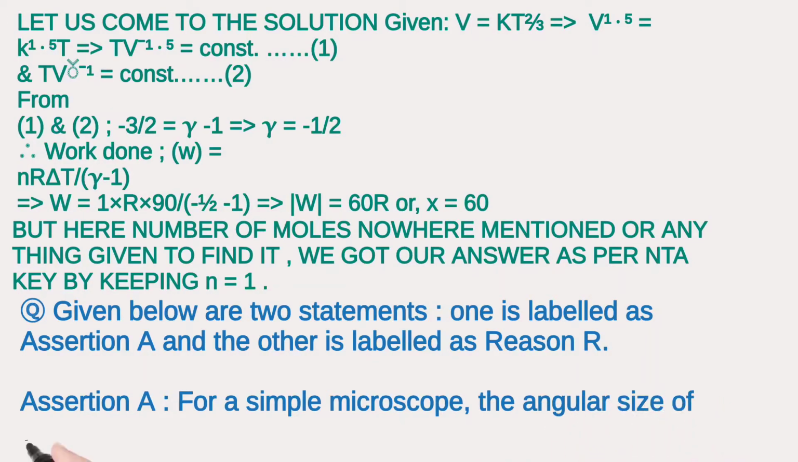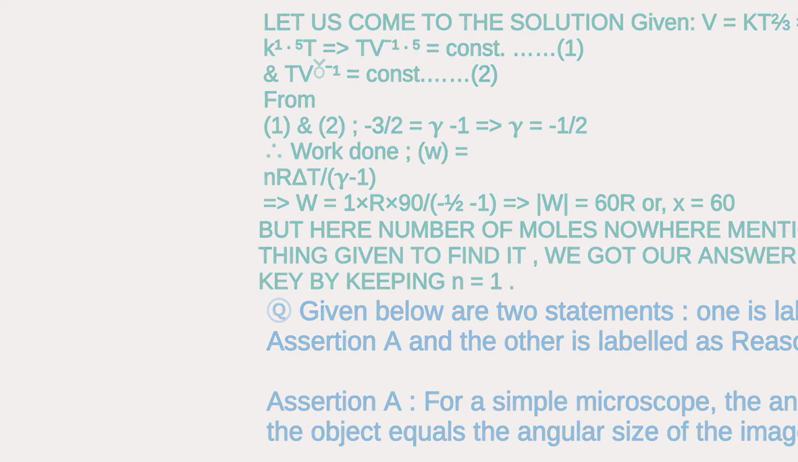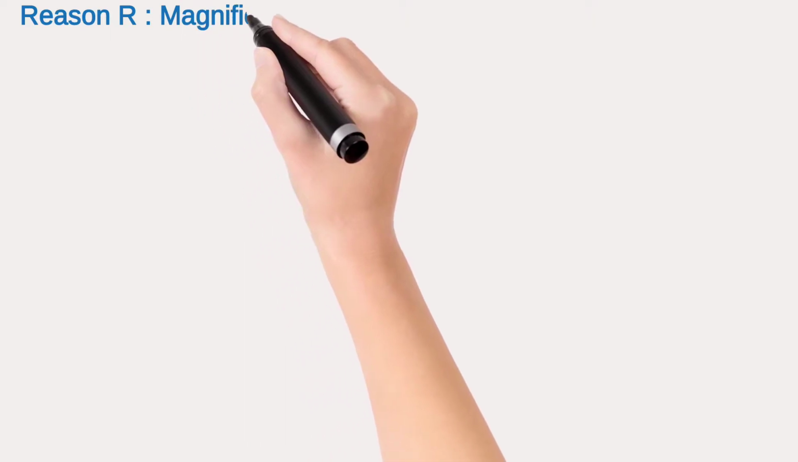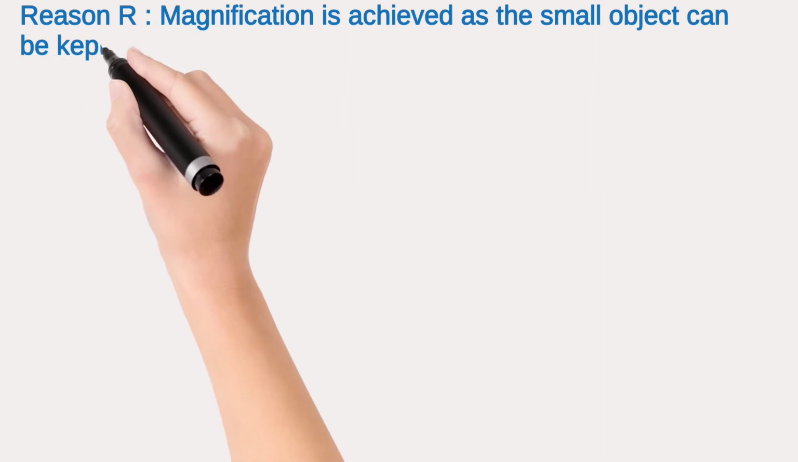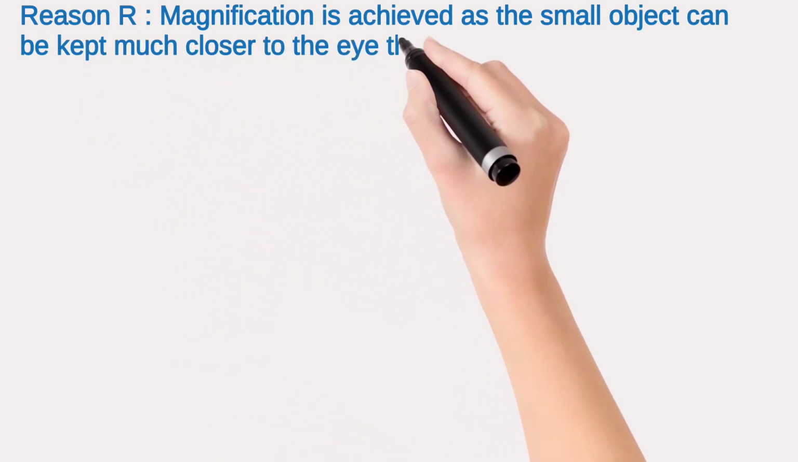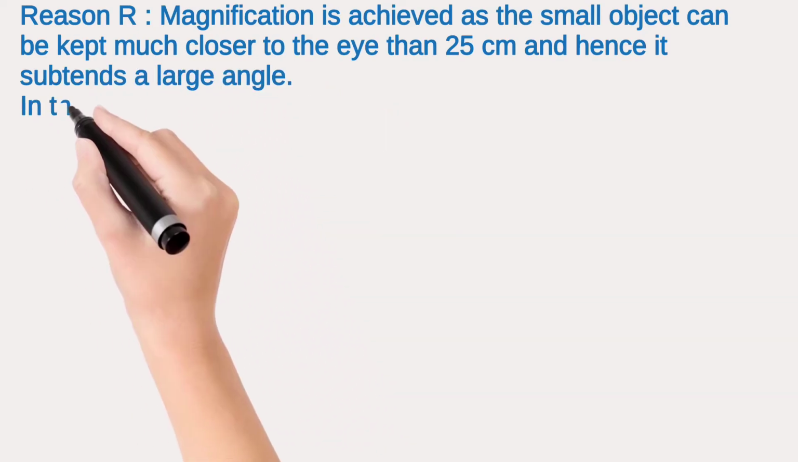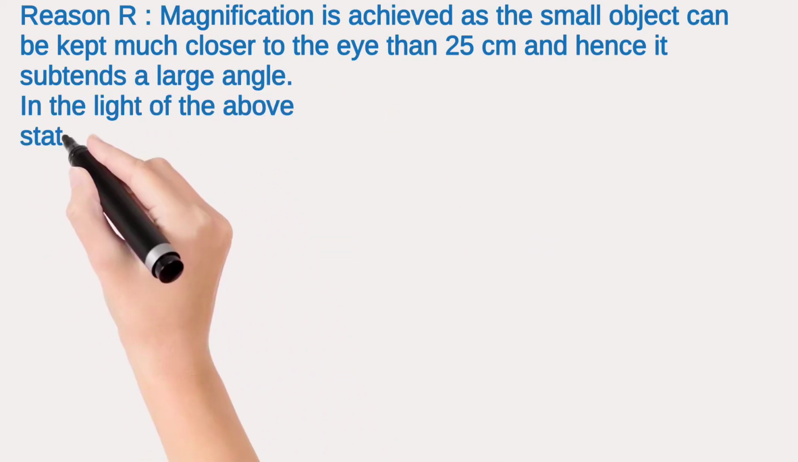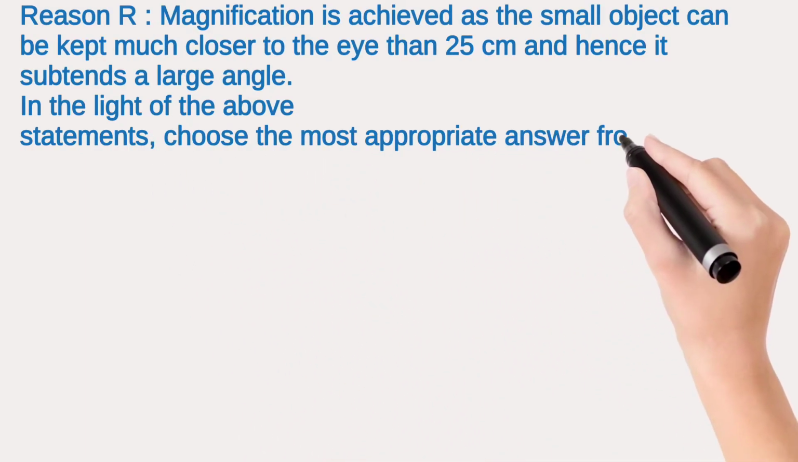It is an assertion reason question. Assertion A and reason R. Assertion A: angle subtended by object and image is the same in a magnifying glass. Reason R: magnification is achieved as the small object can be kept much closer to the eye than 25 centimeter, and hence it subtends a large angle. In the light of the above statements, choose the most appropriate answer from the options given below.